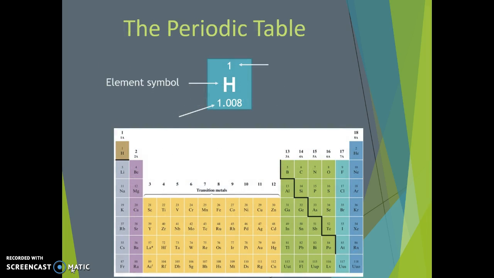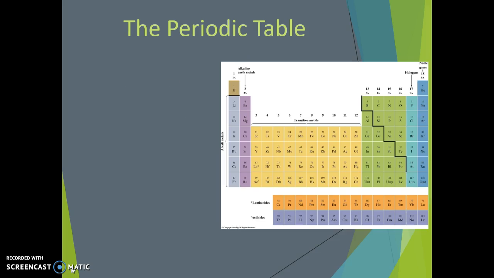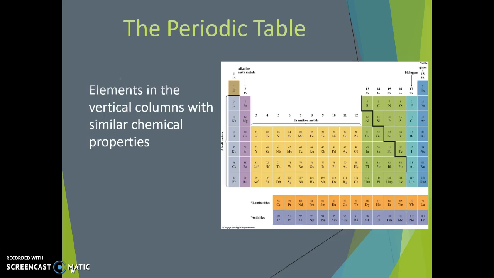Now let's take a look at the periodic table and review some general principles. Again, each element is represented by a tile on the periodic table. The symbol is in the center. The number at the top is our atomic number or number of protons. And then the number down below is the relative atomic mass, which we'll talk about more closely a little bit later. The periodic table is organized in a couple of different ways.